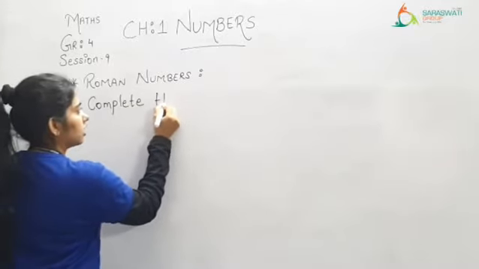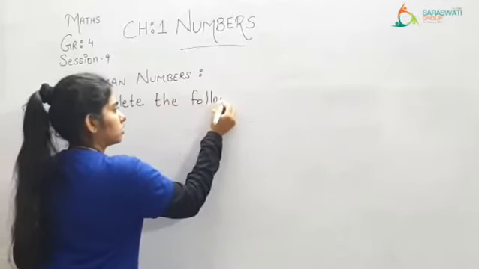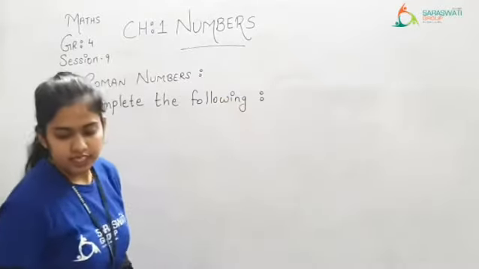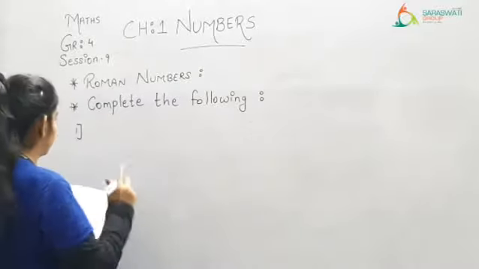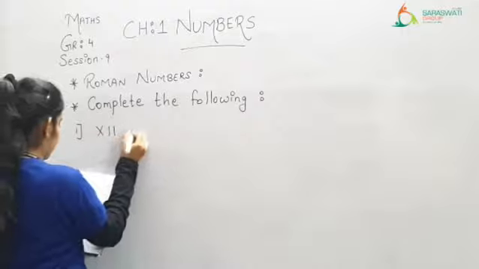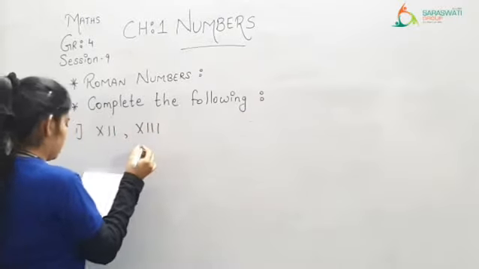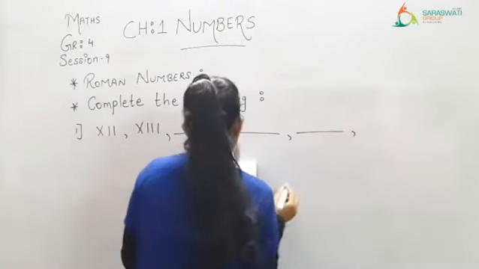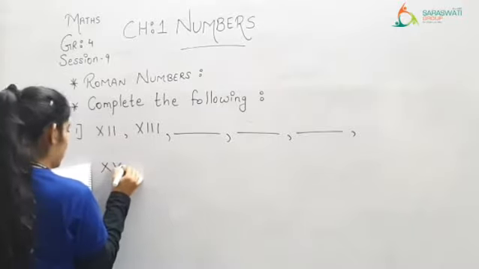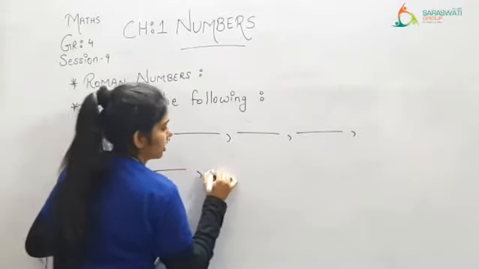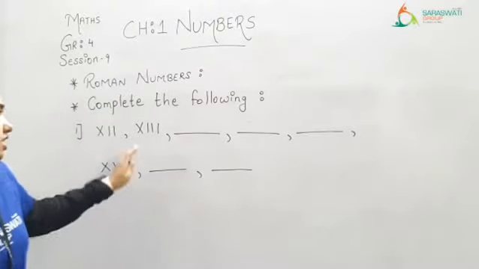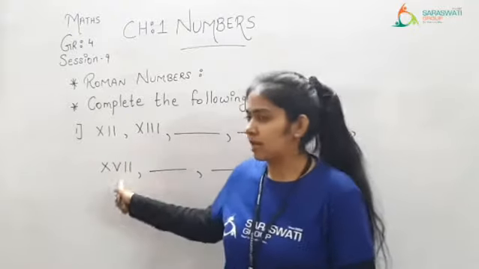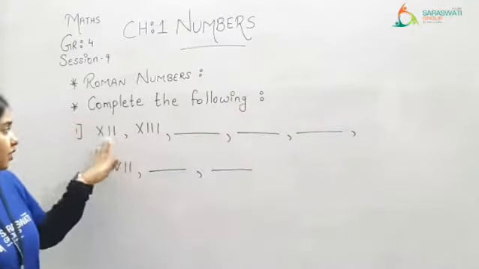Complete the following. In number 1, we have XII, then X and 3 times I, then blank, again blank, blank, then XVII, and then 2 blanks. So here you have been given this. Here you have to put in the missing values. You are given this many values, so how will you know which number this is?